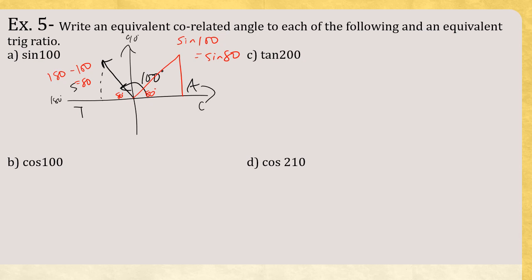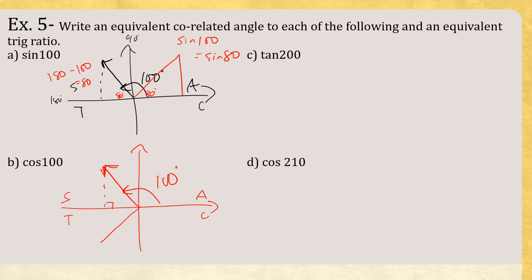Let's try it again. X and Y. CAST, 100 is over here somewhere. Bowtie rule, there's my triangle. That's 100. Now it's cos. That's in the S quadrant, which means cos is negative. Where else is cos negative? Well, cos is negative in the T quadrant, so this would be my other option.